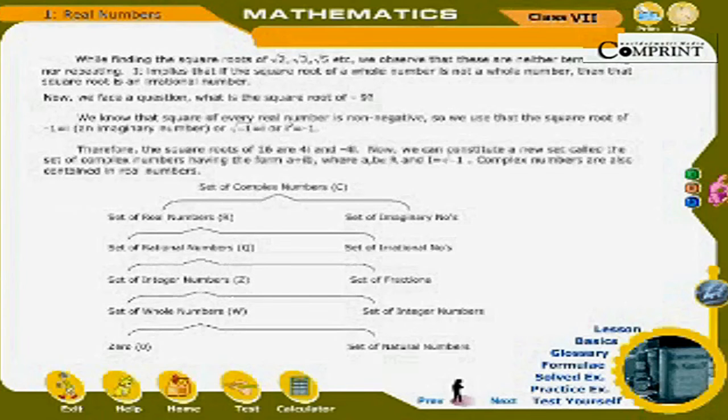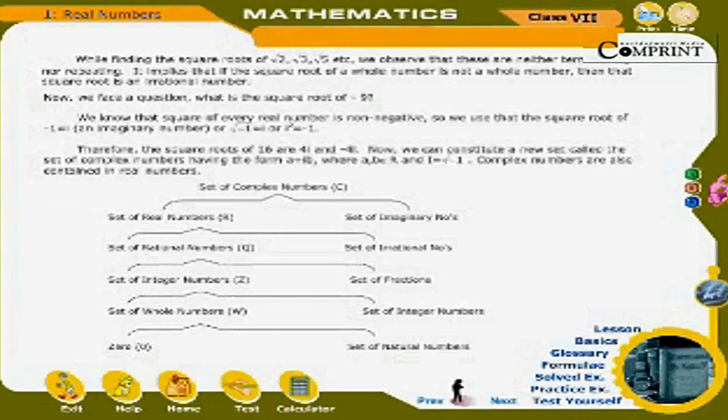We know that the square of every real number is non-negative. So, we use that the square root of minus 1 is equal to i, an imaginary number, or √-1 = i, or i² = -1. Therefore, the square roots of -16 are 4i and -4i.